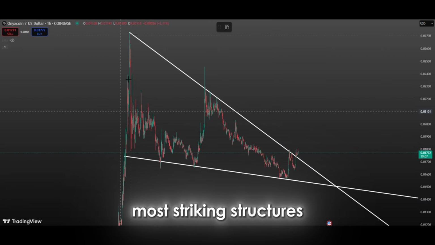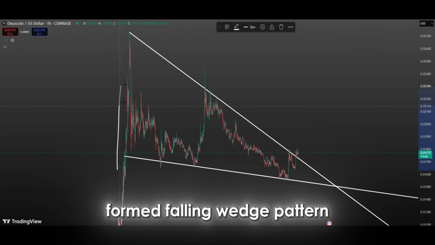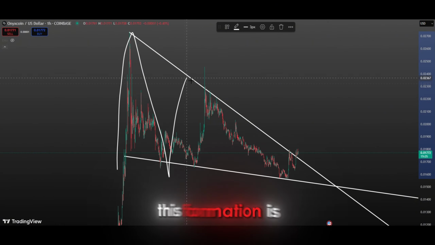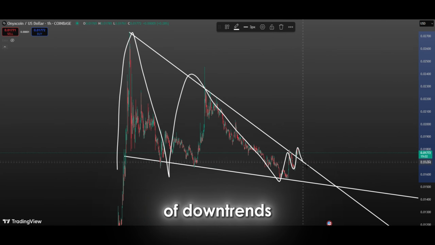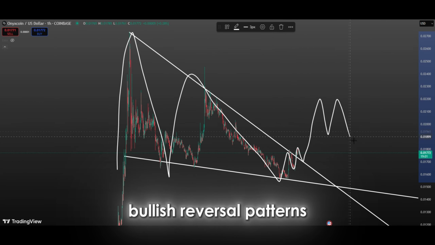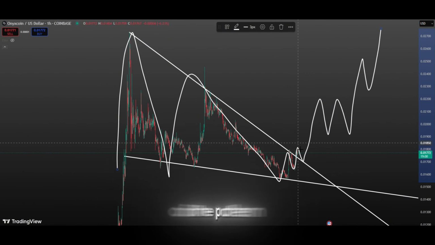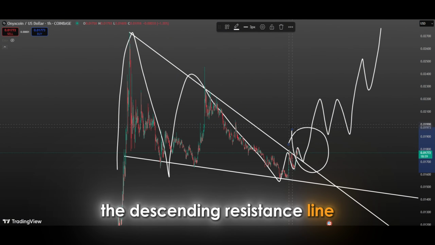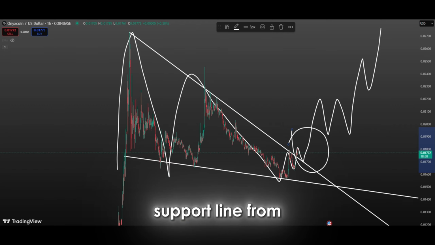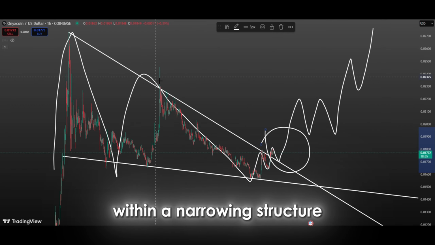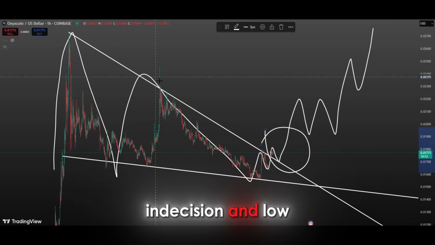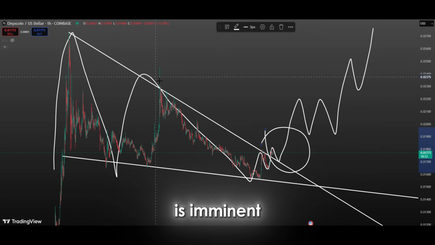One of the most striking structures on the chart was the clearly formed falling wedge pattern. This formation is commonly seen in technical analysis near the end of downtrends and is considered one of the bullish reversal patterns. The main feature of the pattern is that both the descending resistance line from above and the ascending support line from below converge, causing the price to compress within a narrowing structure. This compression represents indecision and low volume in the market, while also signaling that a breakout is imminent.